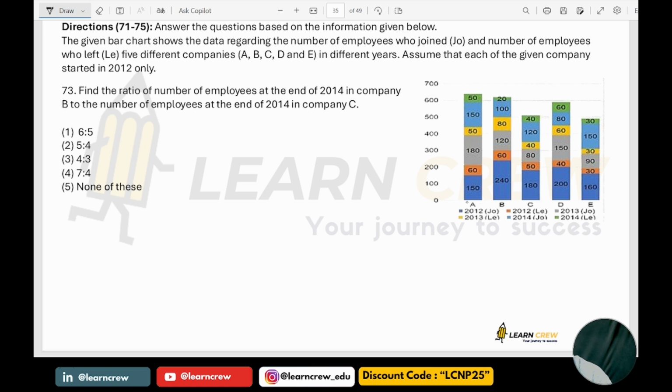And in 2014 what happened? In 2014 it is 100 minus 20. So it is nothing but 300. B it is 300. What about C? C just now you have calculated as 250. So 300 is to 250. What is the ratio? 6 is to 5 is the answer.